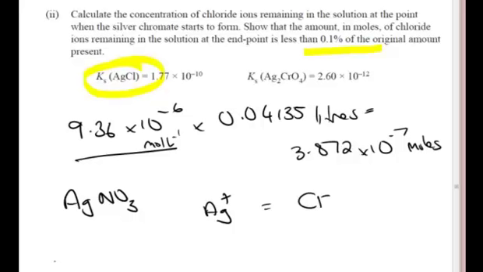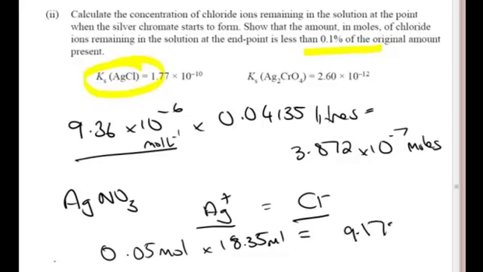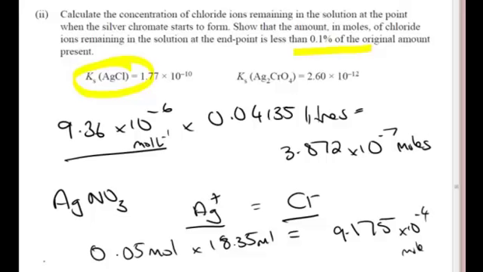So when the silver chromate starts to form, we should have that the silver ions equal the chloride ions. So if we know how many silver ions are present, we should know how much chloride ions are present. So we know that the concentration is 0.05 moles per litre, and the volume is 18.35 mils. Of course, you've got to turn that into litres when you do this calculation. And if you do it, you find that you get 9.175 times 10 to the negative 4 moles.